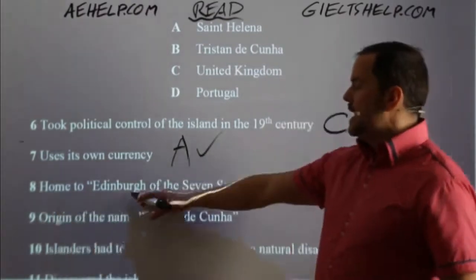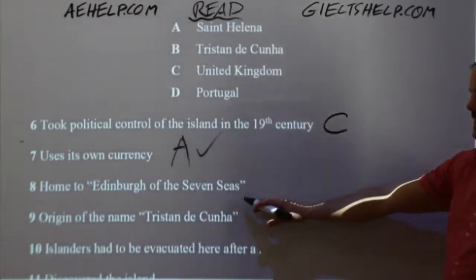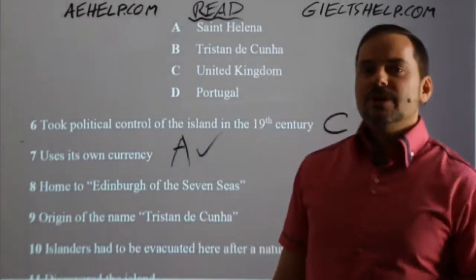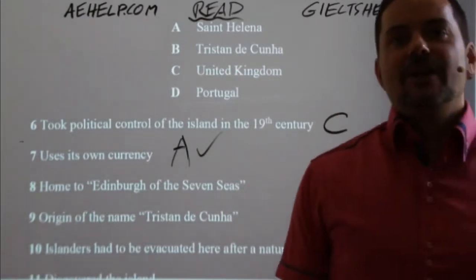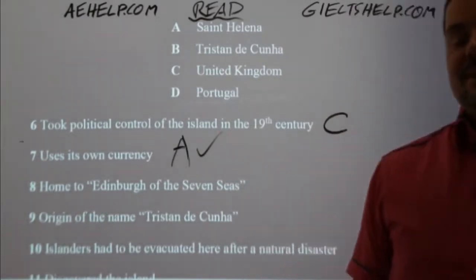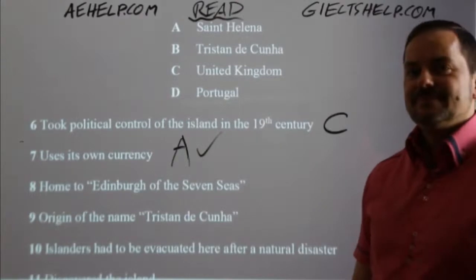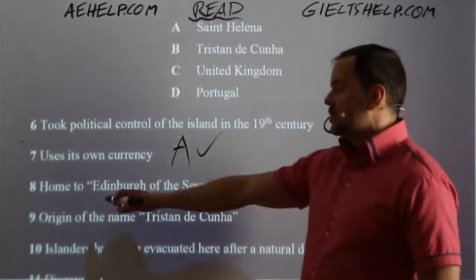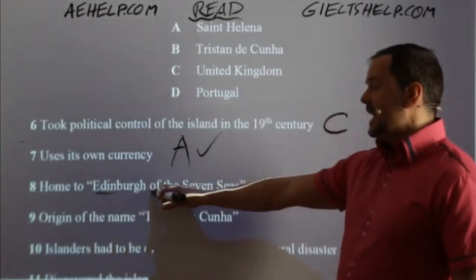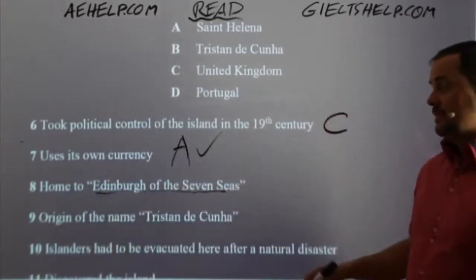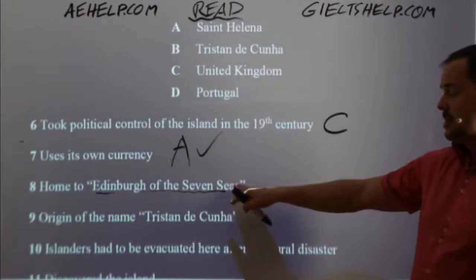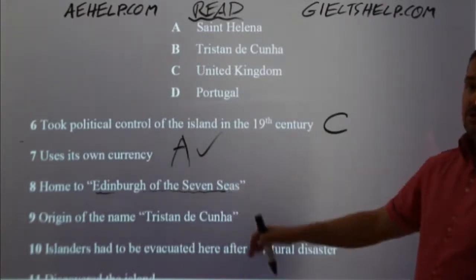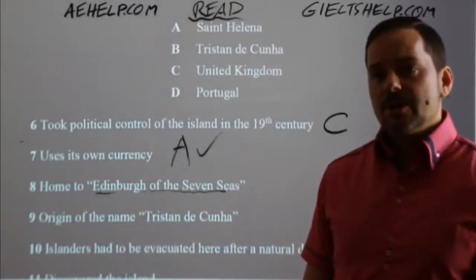Home to Edinburgh of the Seven Seas. Which place is home to Edinburgh of the Seven Seas? Now, of course, if you had to search or skim or scan, names can work, although you have to be careful because in some IELTS passages, this type of name could appear in 4 paragraphs. So you might have to search the whole thing, so it's not a good idea, okay?